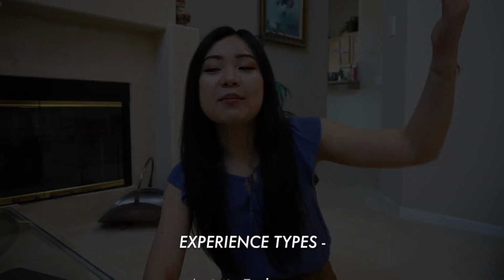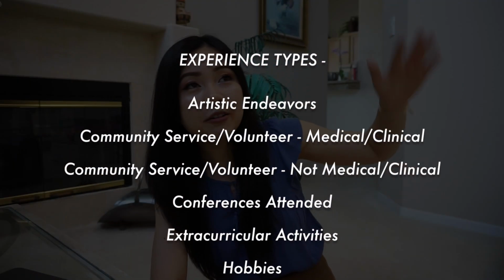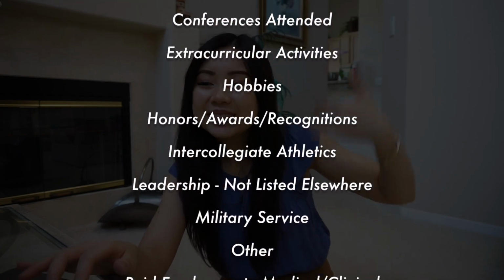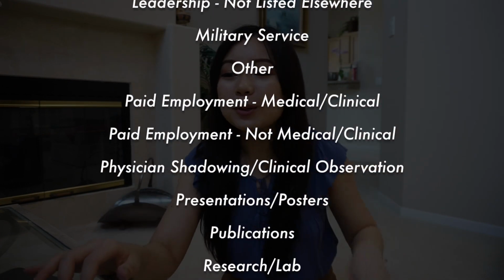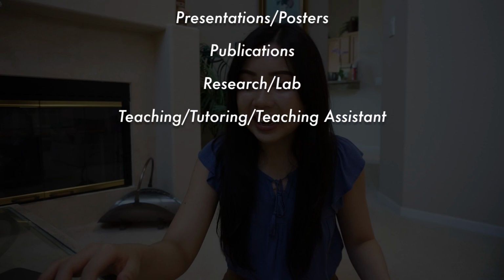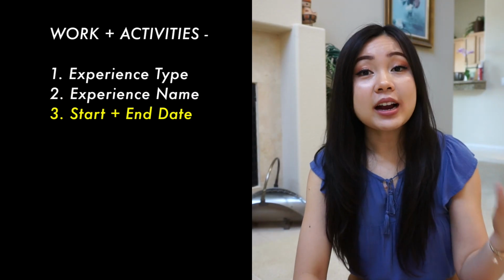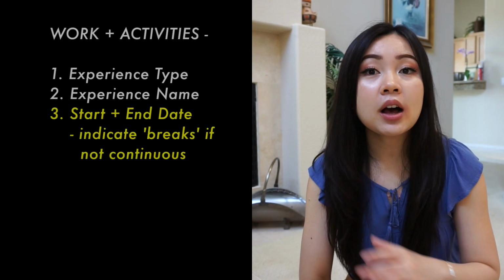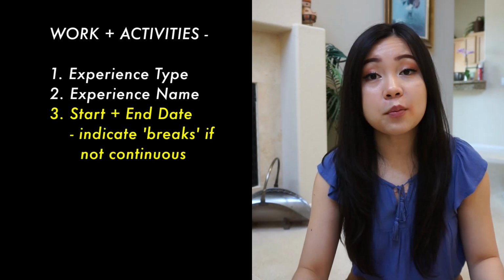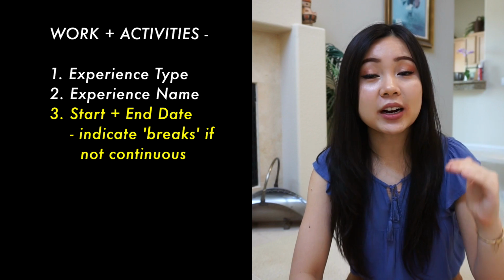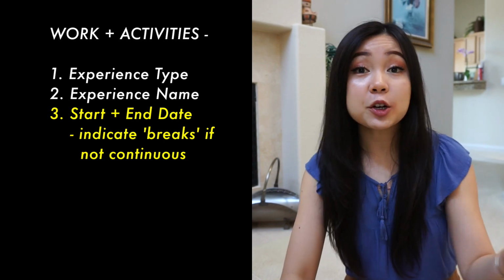For each entry, you are prompted to fill out the following information. Experience type. You have 18 classifications to categorize your activity. So this includes, actually no, I'm going to list it on the screen like rolling credits, so you can read it. Next is experience name, your start and end date. Keep in mind, you do not have to have this be a continuous involvement. You can do some breaks within your start and end dates in case your involvement spanned over the years.